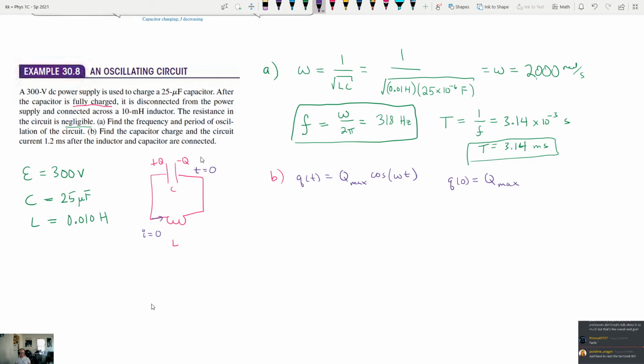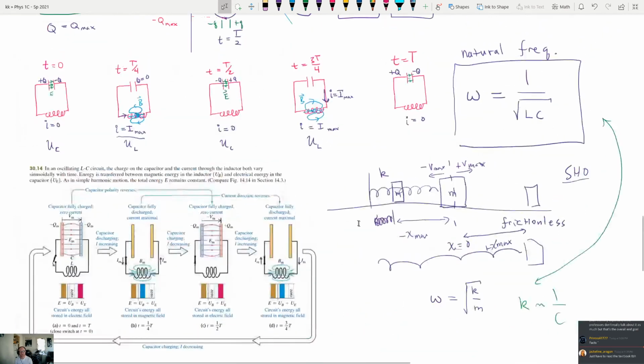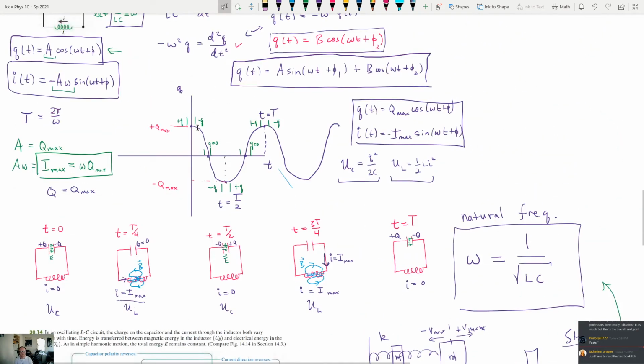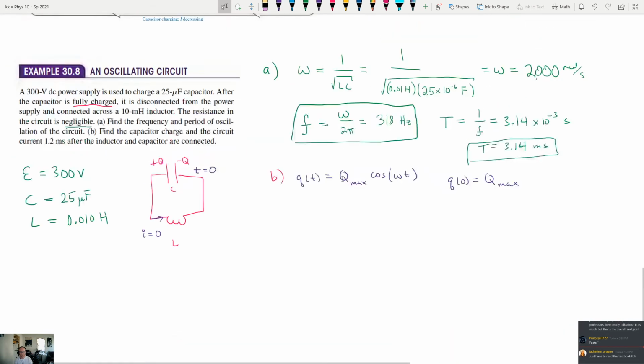That means we should be able to use this equation to describe the capacitor charge at 1.2 milliseconds. Now, 1.2 milliseconds is less than the period. In fact, it's about a third of the period or so. If we look at our picture of how the plot worked right up here, if we're a third of the way, then we're going to be somewhere in this region here. So the expectation is that we're on the negative side of this. The charge is going to be negative at this point. Let's plug it in.